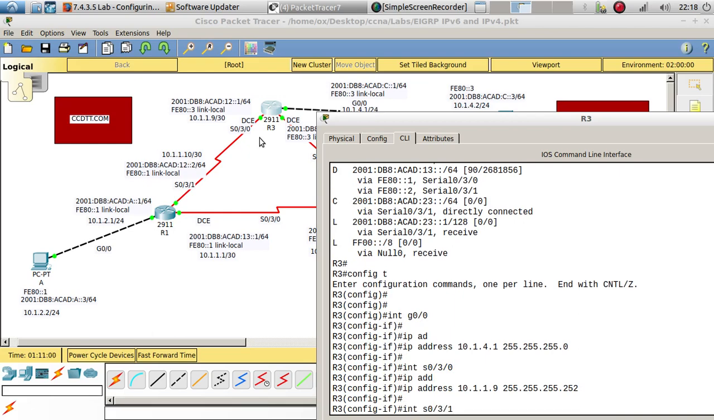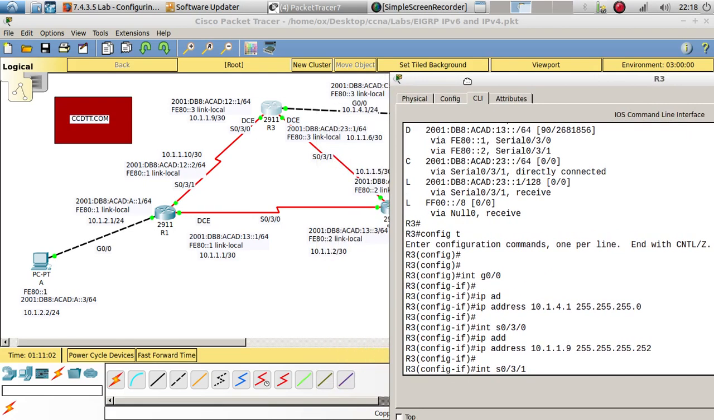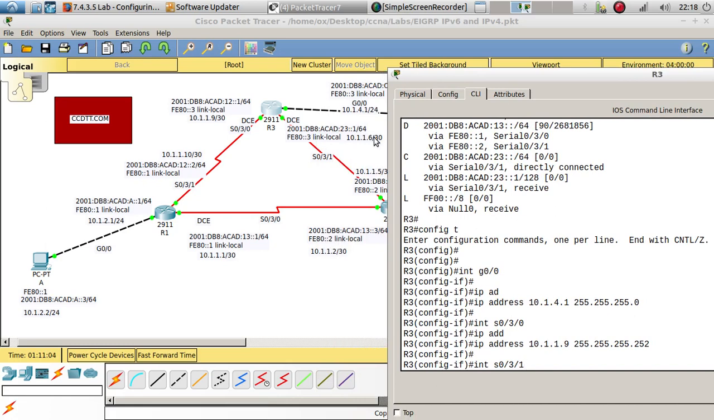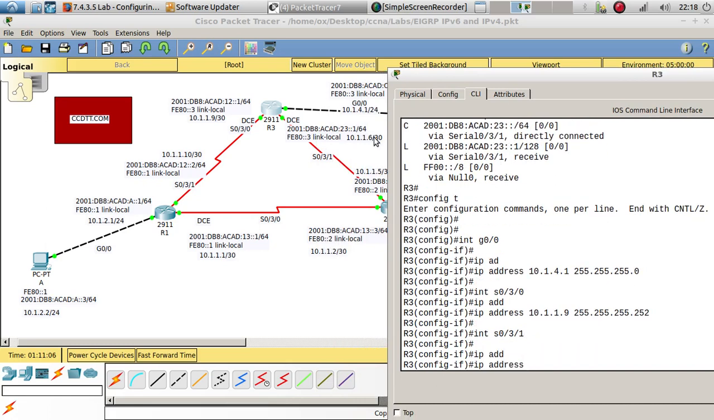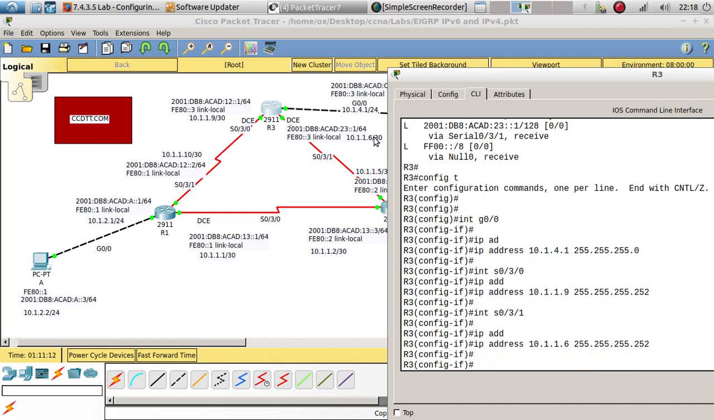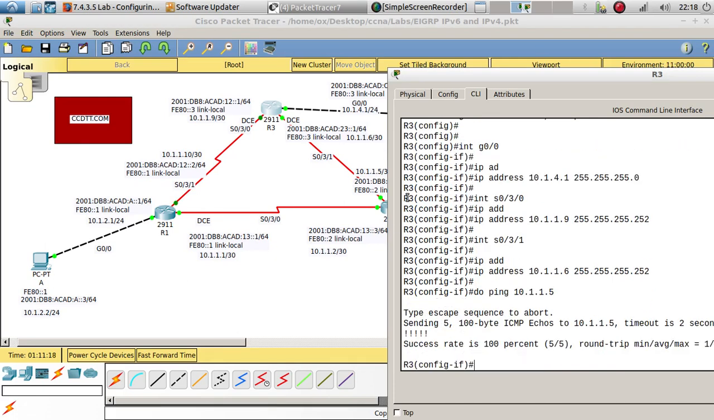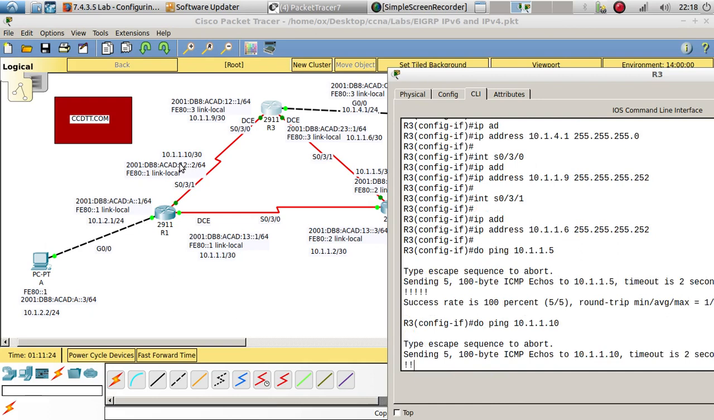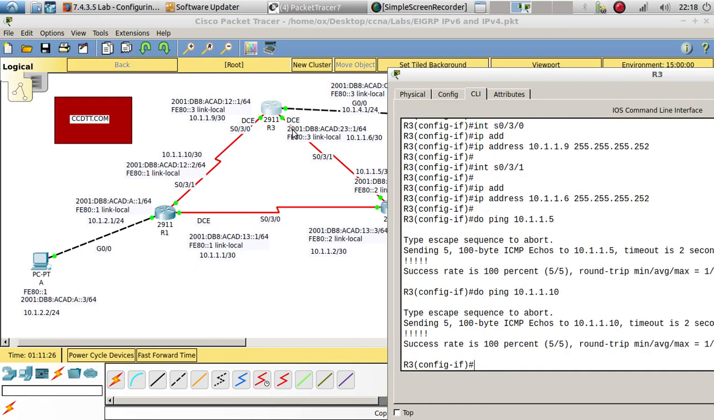And let's configure 0.31, which is this one over here. And the IP address for that is going to be 10.1.1.6, 255.255.255.252. And now I should be able to ping 10.1.1.5, which is router 2. And I should also be able to ping router 1, which is 10.1.1.10. There it is. I'm able to ping from router 3, router 2, and router 1.